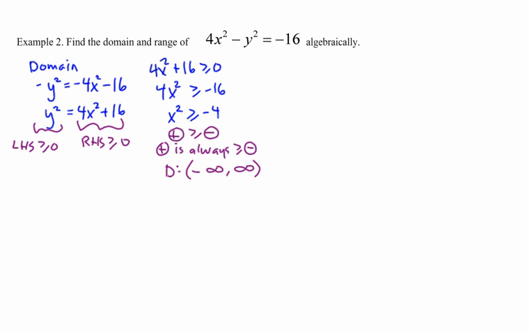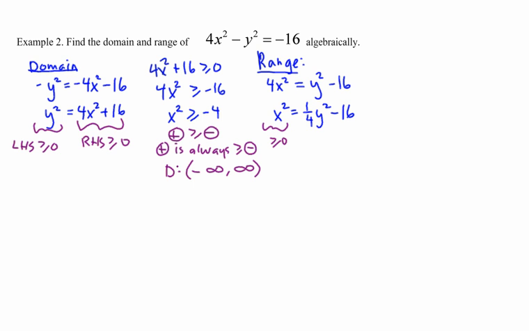Okay, so range. We're going to isolate the x squared. Range is for y, so isolate the x squared. So adding the y squared to the other side. Okay, and then divide both sides by 4. So we know what about the left-hand side? Yeah, it's greater than or equal to 0. So then therefore this is greater than or equal to 0.